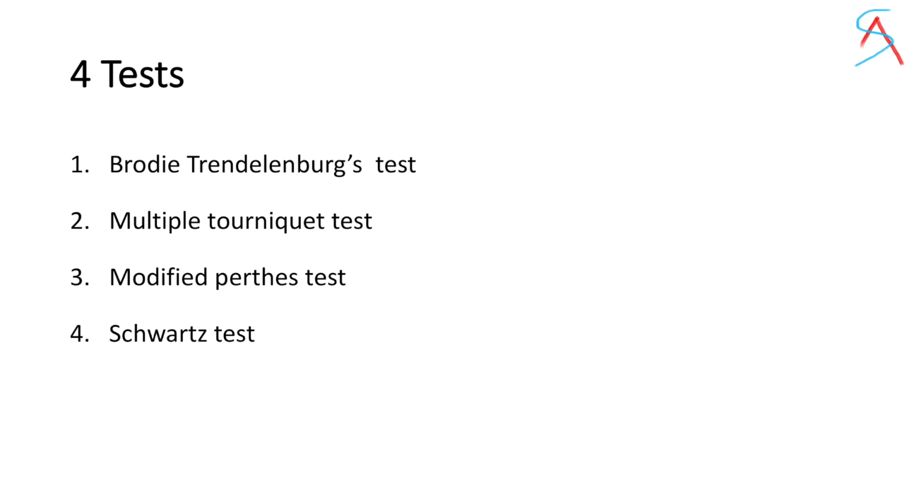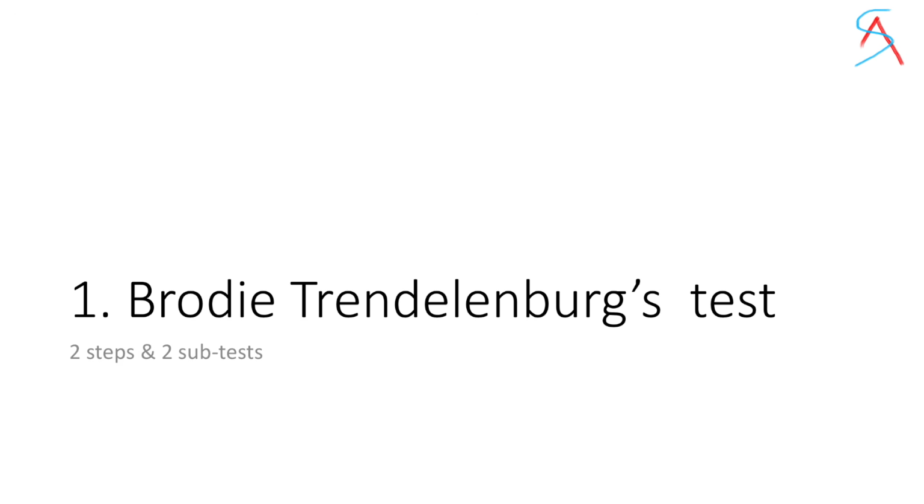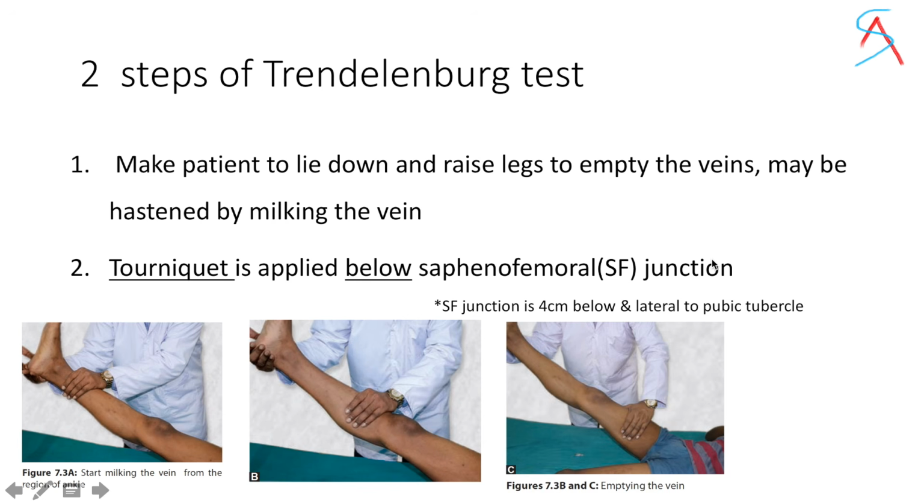So in varicose vein, totally we have to do 4 very important tests. The first test is Brodie-Trendelenburg test, which will have 2 steps and 2 subtests of Trendelenburg test. The 2 steps are, first we make the patient lie down and raise his or her leg to empty the veins. This could be done by milking the veins. We start at the ankle, then move the other hand from ankle to the thigh. This way we milk the vein, and then the tourniquet is to be applied.